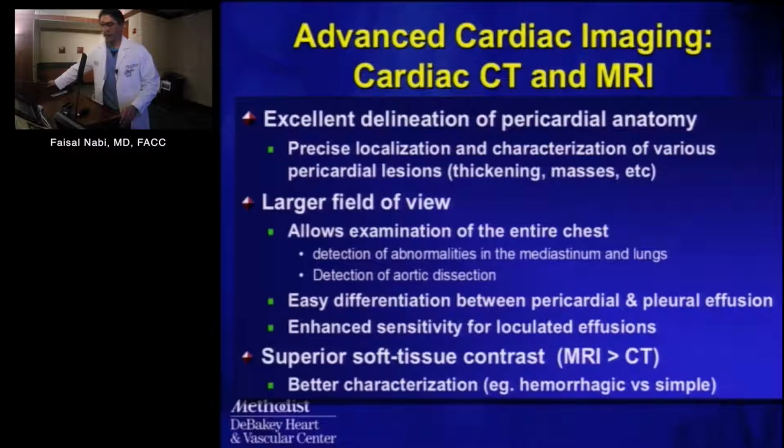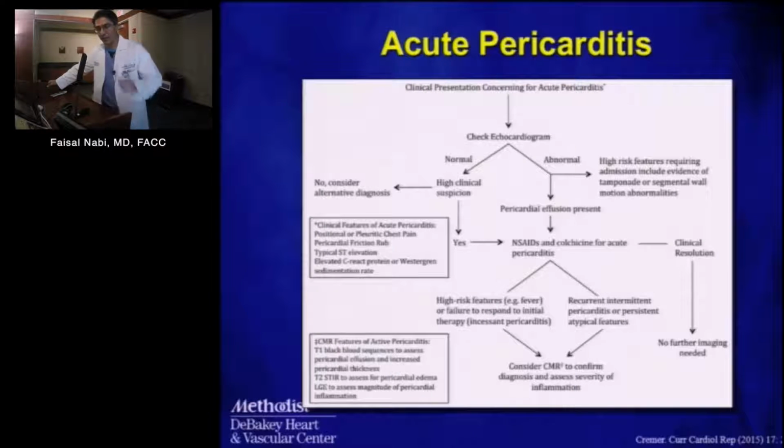So cardiac CT and MR are new kids on the block, new tools that we have to evaluate the pericardium and its anatomy. These are fantastic tools. They both have large fields of view and high spatial resolution to see the entire chest, to be able to see all the different components in the thorax. And to some degree, with CMR, we also have the ability to do functional imaging, which is the strength of echo.